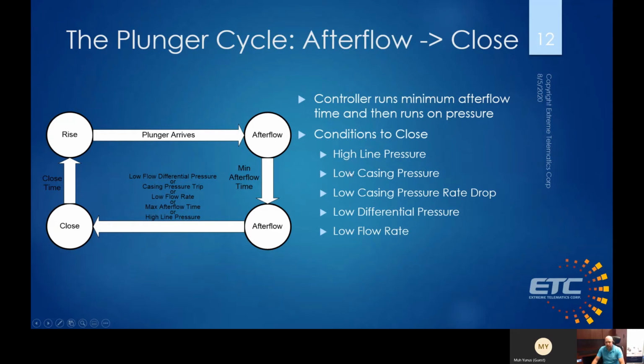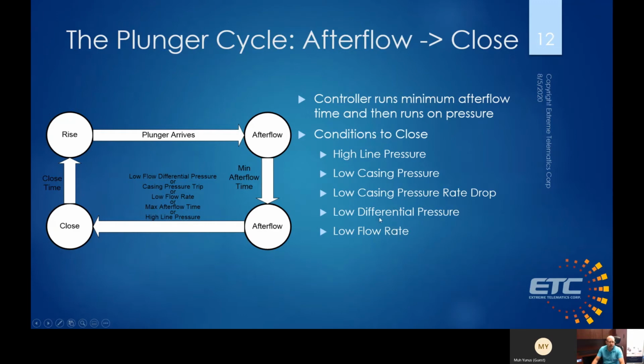So a high line pressure, a low absolute casing pressure, a low casing pressure rate of drop. We can actually look at how fast the casing pressure is dropping and determine it's slowed, then we want to close it. A low differential pressure, so this is equivalent to a low flow rate.